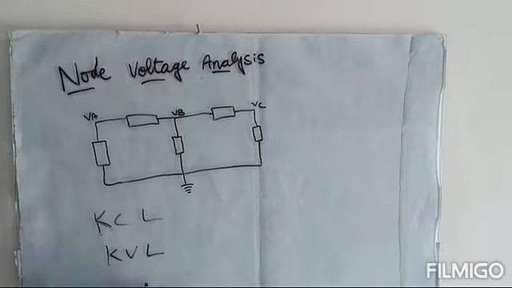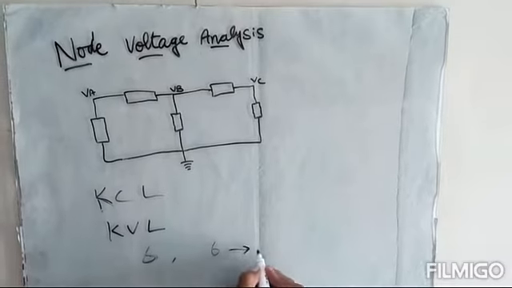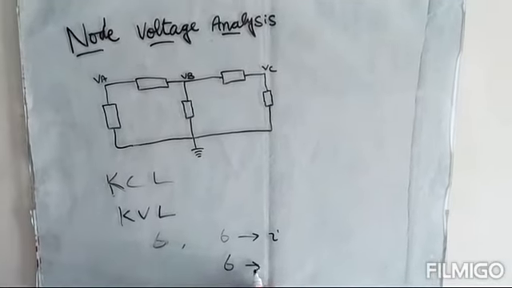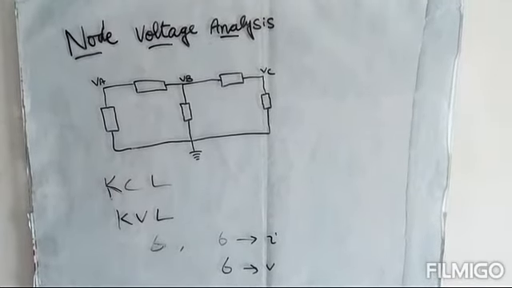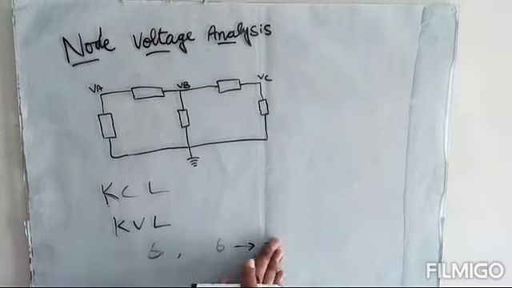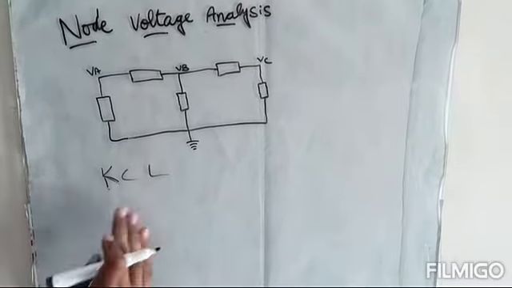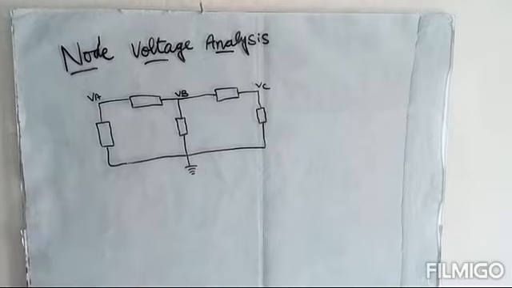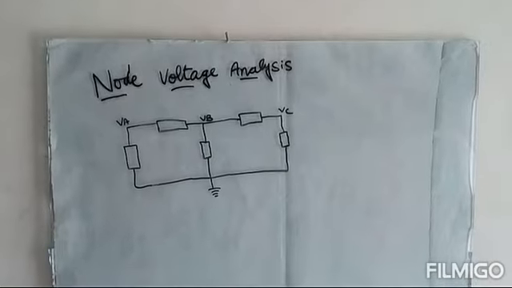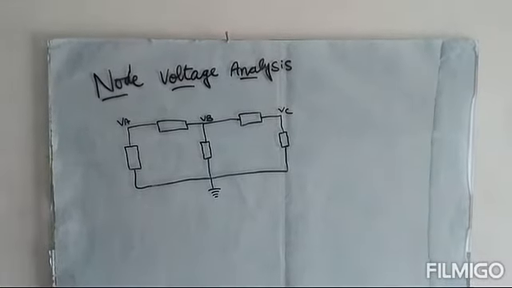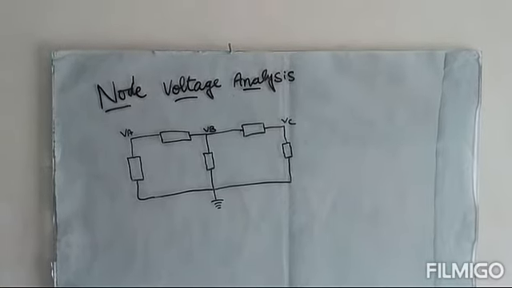For example, if there are 6 elements in a circuit, then there will be 6 unknown equations for the current and there will be 6 unknown equations for voltage. So we will have to solve 12 equations simultaneously to find the unknown voltage and current. So to reduce the number of equations, we are going to use another method known as node voltage analysis to find the unknown voltages at these nodes. And when we find the voltage at these nodes, the voltage across the element can be found using the rule which I am going to explain.